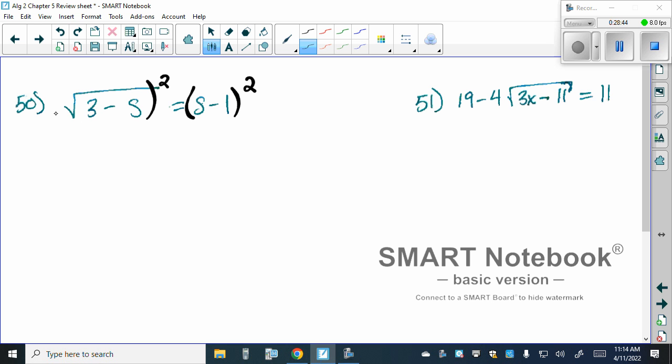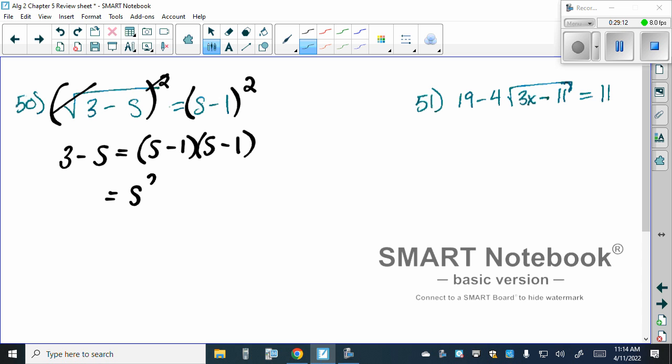Nice enough is that here the square root and square cancel, telling us that we have 3 minus s is equal to, well, here we have s minus 1 times s minus 1. Now we need to use the distributive property to factor this out. Well, what is s minus 1 times s minus 1 going to become? It would be s squared minus 2s plus 1. If you see how that works all the way out, that's fine.